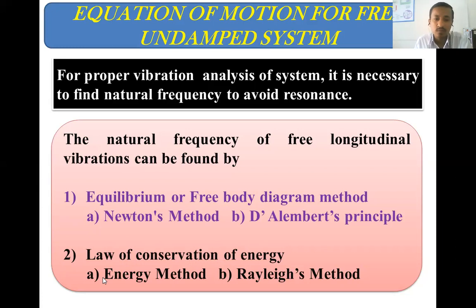So here we are going to use the energy method, and the second one is Rayleigh method. By using these methods, we find the equation of motion as well as the natural frequency of the system. Once we find the natural frequency of the system, we can avoid operating that particular system at that particular frequency, so that we can avoid the failure of the parts or components.